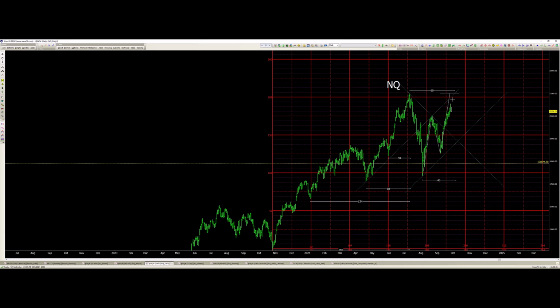Maybe we get the push to get up here and complete this ABCD, do a false break, and then we see what happens. Obviously, if we get up to this full square and can sit up on top of it, that's around 20,840, it would be bullish. So let's see. The former leader lagging always gives me a little pause as to what's happening. Let's jump on to weekly.